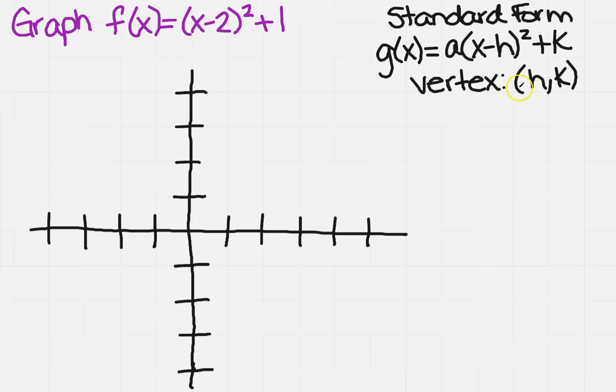And so the vertex is h comma k, so my vertex is going to be at 2 comma 1. So I can go ahead and come up here. There's going to be my vertex.